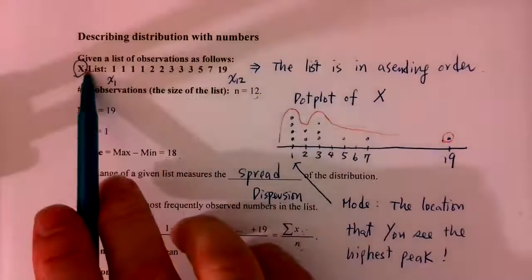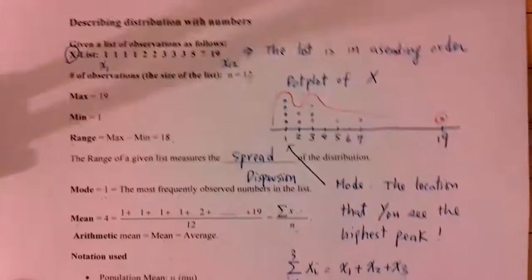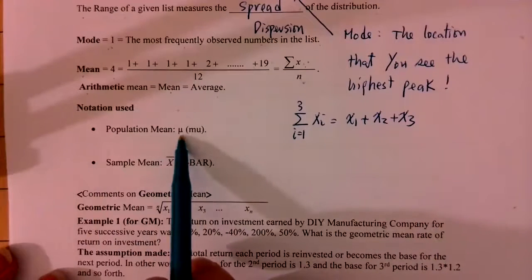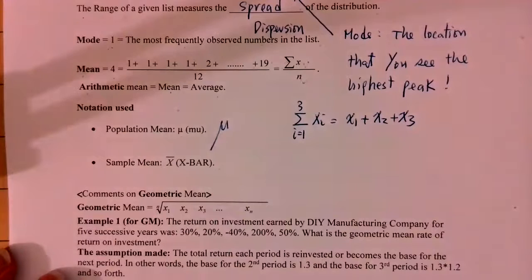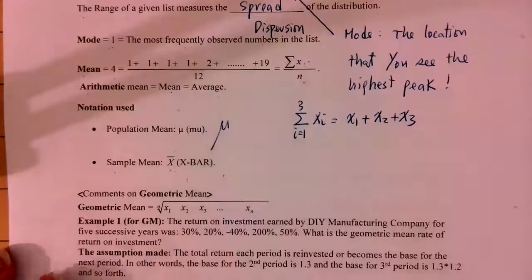Depends on whether the given list represents a population or represents a sample, we use different notation, okay? If the given list represents a population, we use mu. Mu is a Greek letter, mu, okay? Write it this way. This is mu. This is not u, this is mu, okay? And for the sample mean, we use x bar, okay?